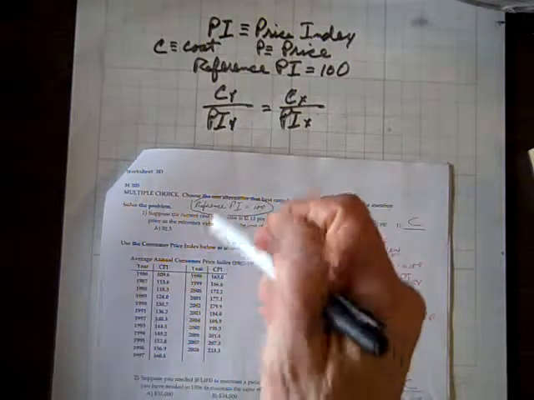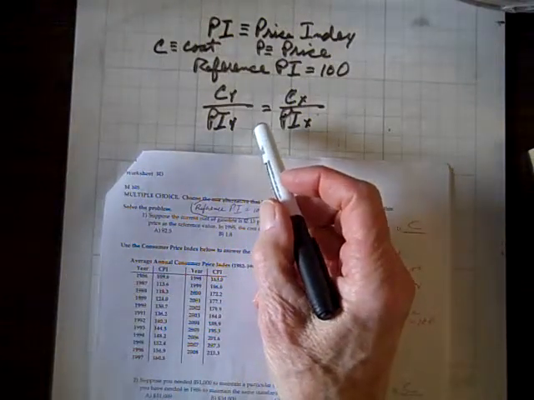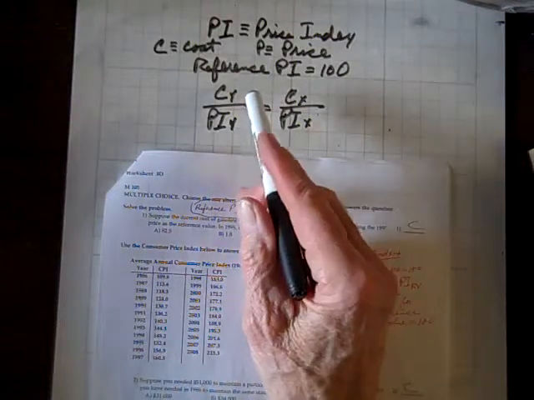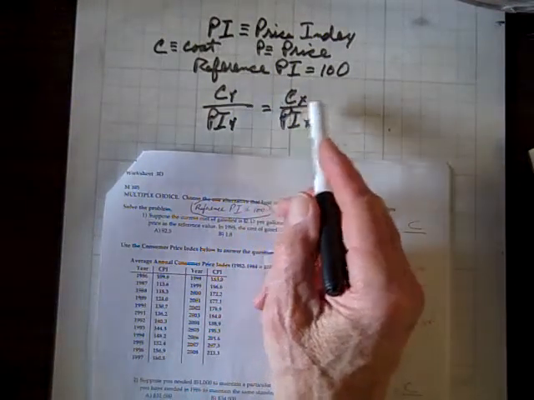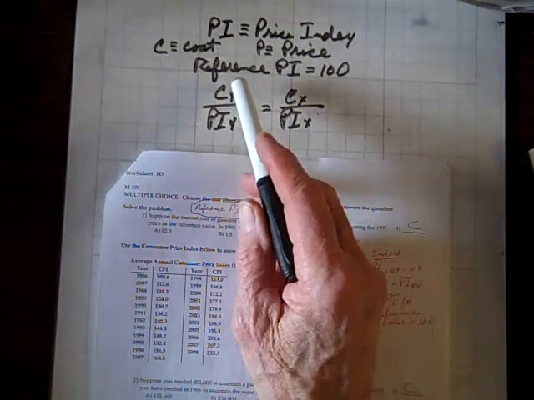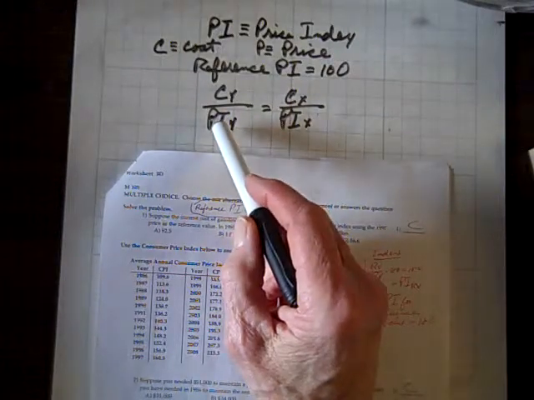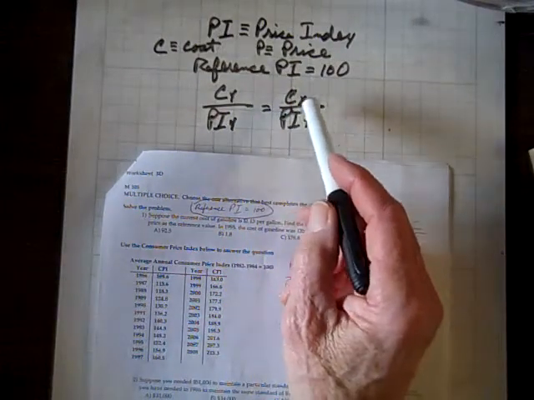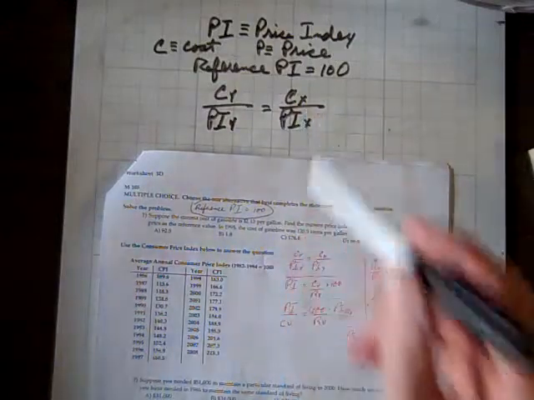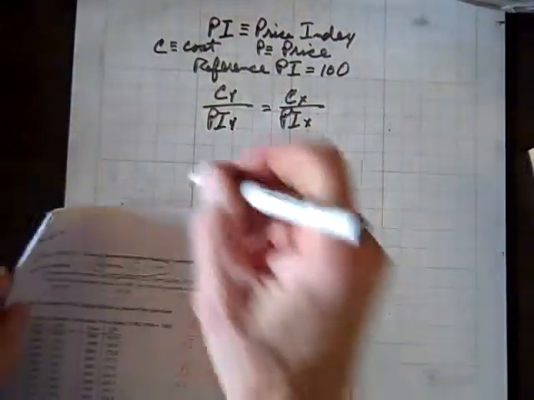So now, to solve these problems, we're just going to construct and equate proportions, have a ratio, and solve for the unknowns. So cost sub y over price index sub y equals cost sub x over price index sub x. So now let's do problem number 1.